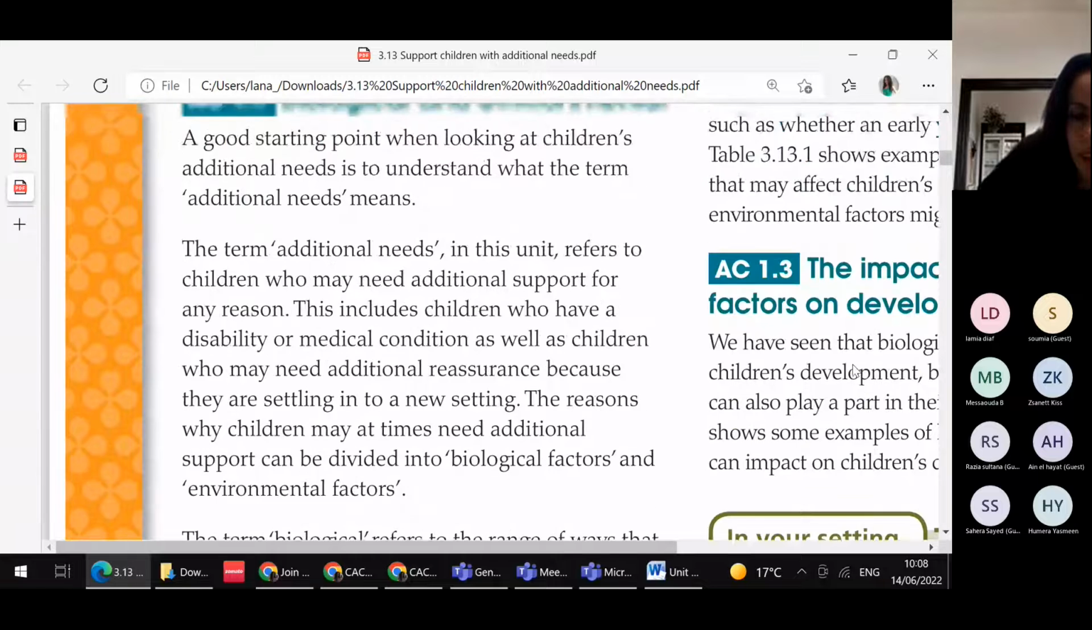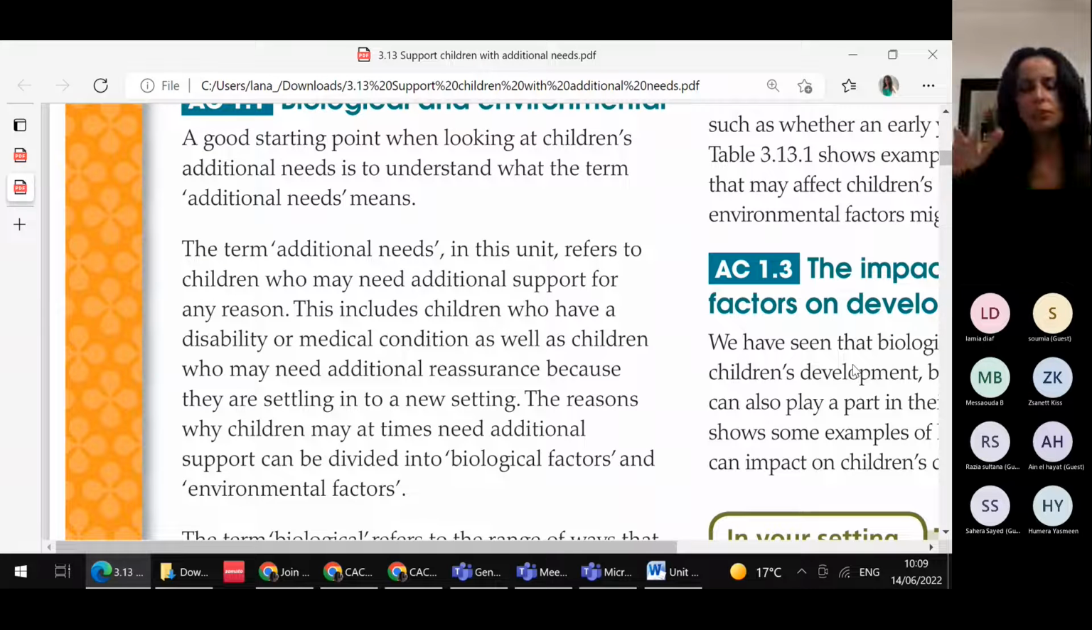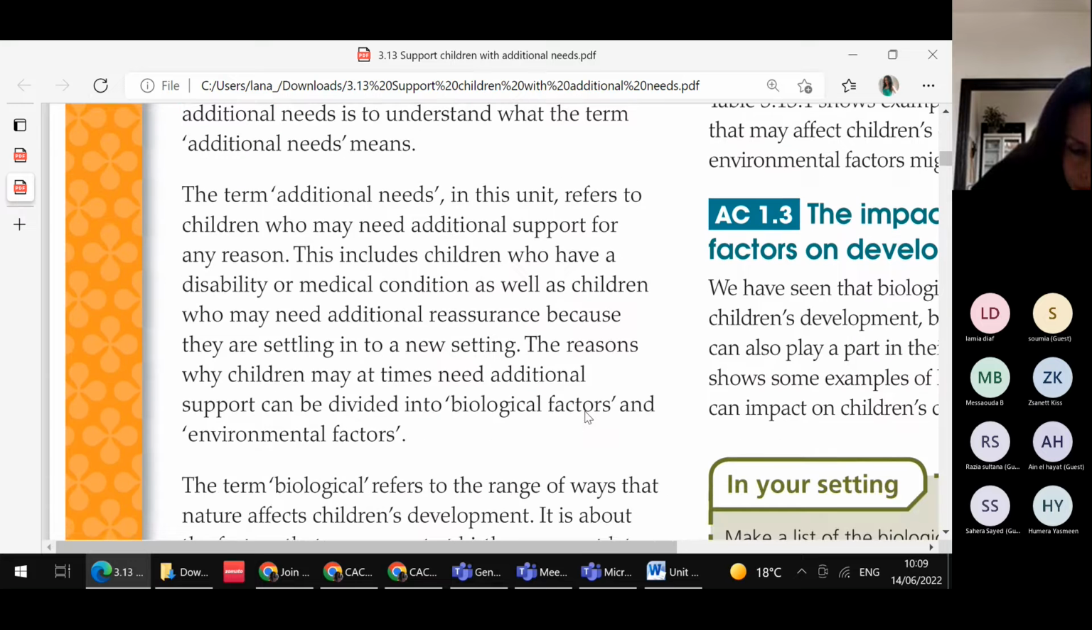As a start, additional needs mean that the child has a certain type of disability or medical condition. Even a medical condition is considered an additional need because they need extra support, extra help to develop. Children in the same age group don't develop in the same way. Some develop slower, some faster. If they develop slower, maybe there are additional needs and they need extra support from us. That's what is meant by additional need.